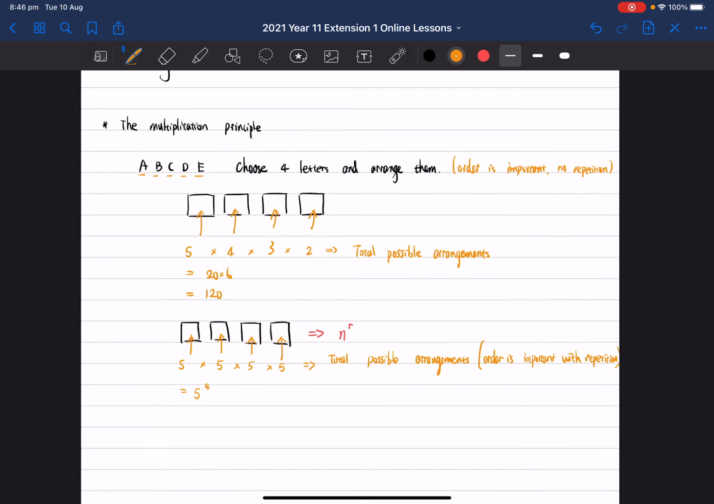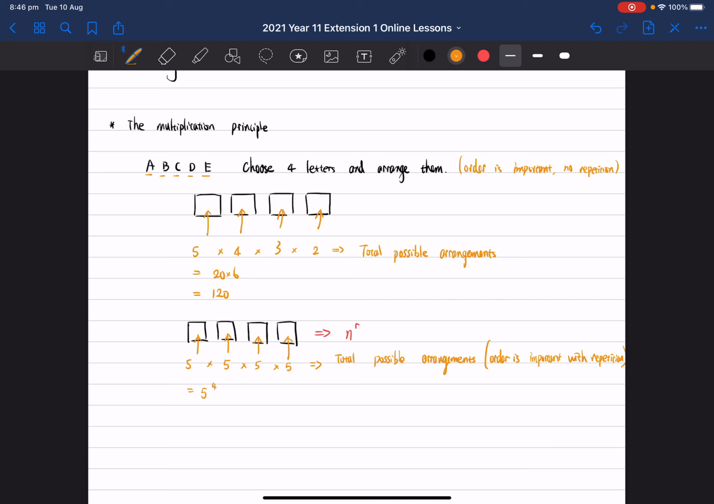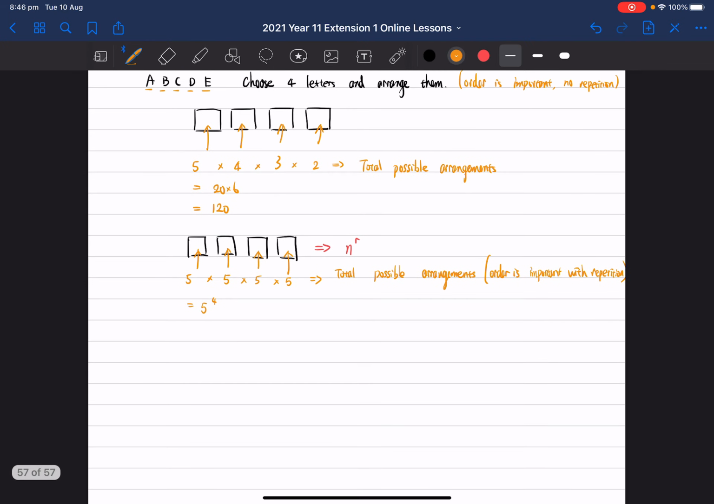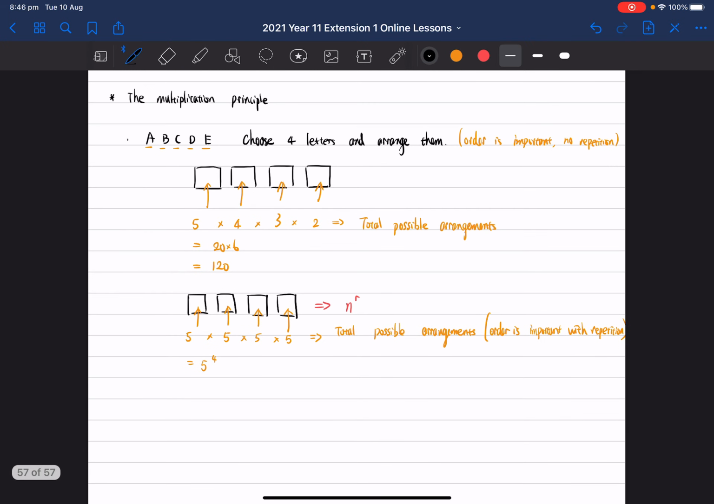All right, so this is using the multiplication principle here. It's actually pretty easy, I would say. I'll probably just try another example. So that's just the first example.